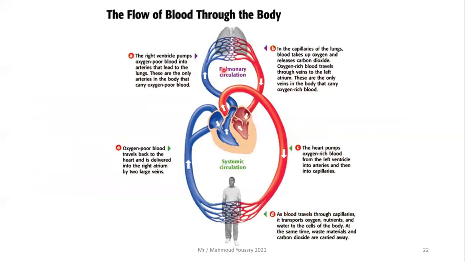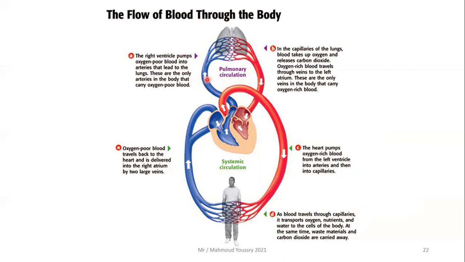Look at this figure right here. So these are the two circulations. Letter A, this is the first part. The right ventricle, which is on the left, pumps oxygen-poor blood into the arteries that lead to the lungs. These are called the pulmonary arteries. Then inside the lungs, gas exchange takes place. These are the only arteries in the body that carry oxygen-poor blood. This is very important.